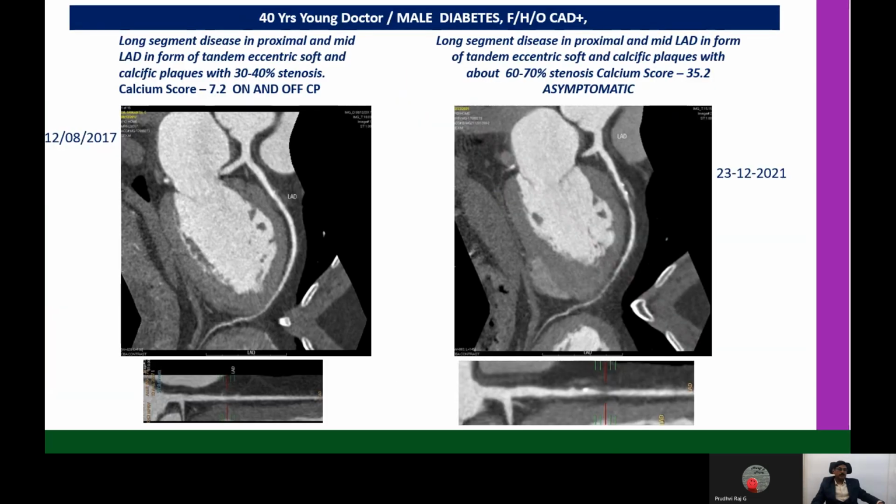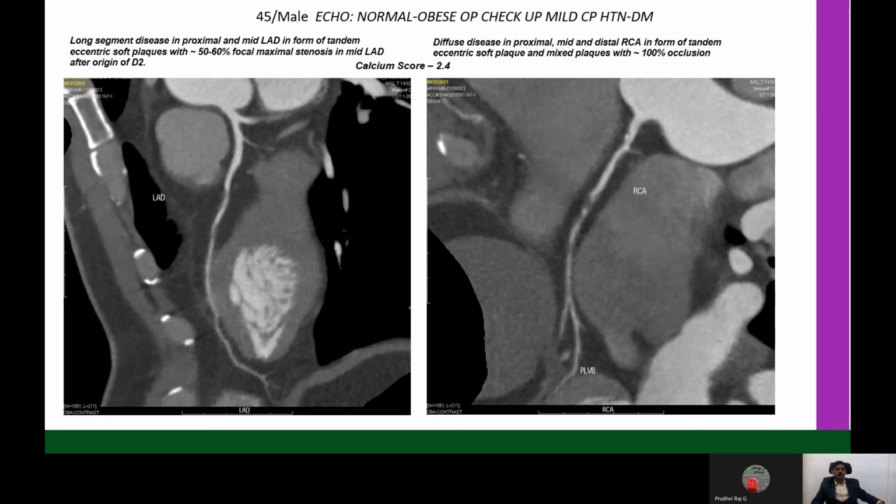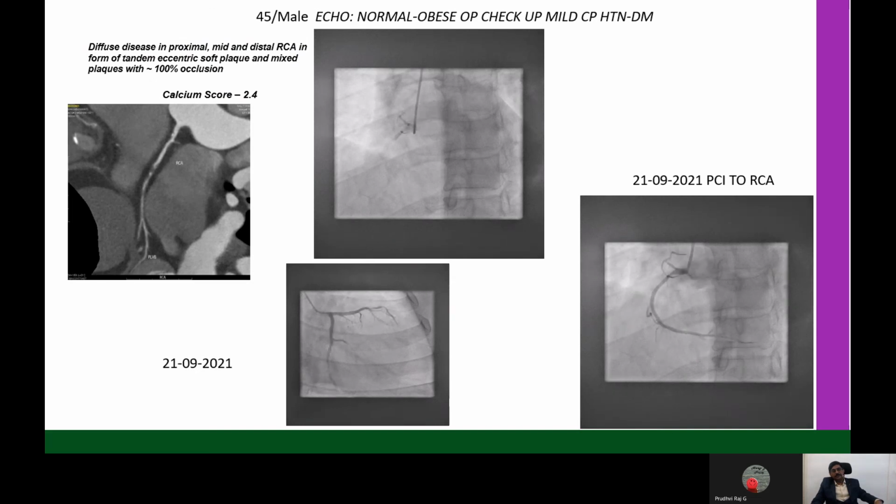This is another young doctor who was scanned in 2017 and 2021. There is a progression of the disease, but the doctor remains asymptomatic, and his treadmill test is negative with good effort tolerance. The RCA is quite dominant, so we are still following the patient. This is another patient who came to OPD with vague shortness of breath and vague chest pain. This showed an RCA lesion, and we stented.